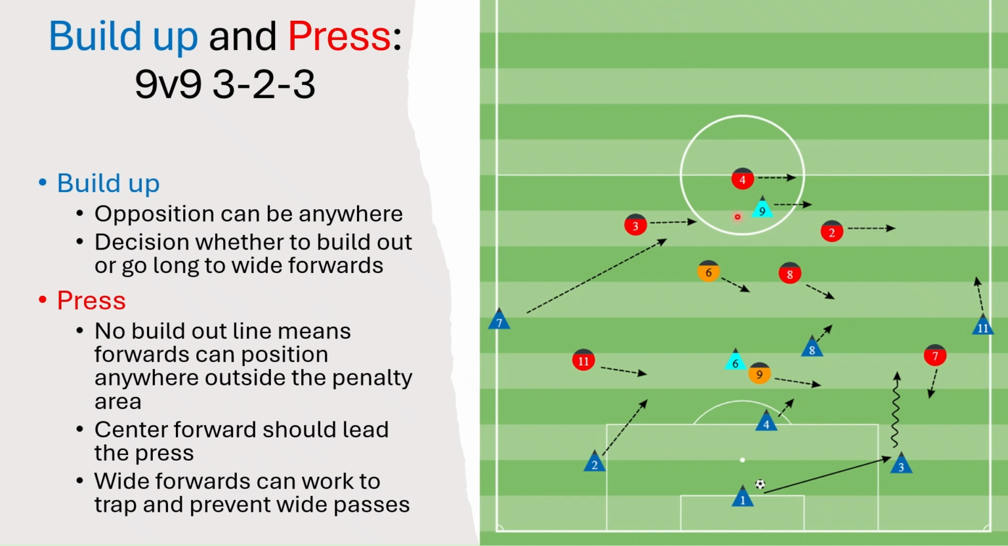With no build-out line, all of a sudden the pressing team can come in as close as they want. They just need to be outside of the penalty area. The defenders can be inside of the penalty area. The choice then for the goalkeeper and the defenders is to either pass it out and build it out like we have been doing previously, or if there's a lot of pressing happening, the goalkeeper or one of the defenders can directly pass it out to our wide forwards, and then we can have follow up from one of the central midfielders and the striker up here.